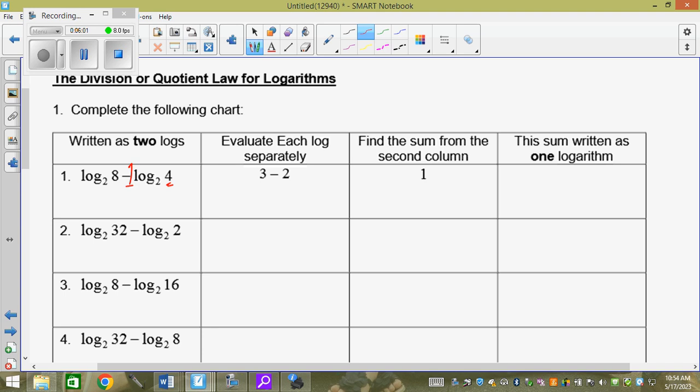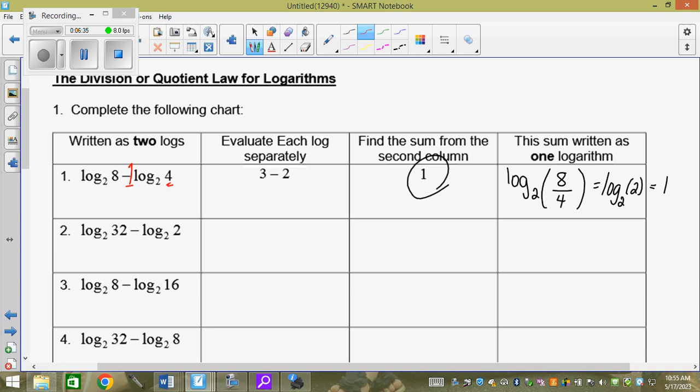Not multiplied, but divided. It's a minus 1. So we're going to get log base 2, and now we're going to get 8 divided by 4. Because if it has plus 1s in front, it goes in the numerator. If it has minus 1 in front, it goes in the denominator. So now this is log base 2 of 2. What is log base 2 of 2 equal to? 1, which is what I get when I subtract them separately.